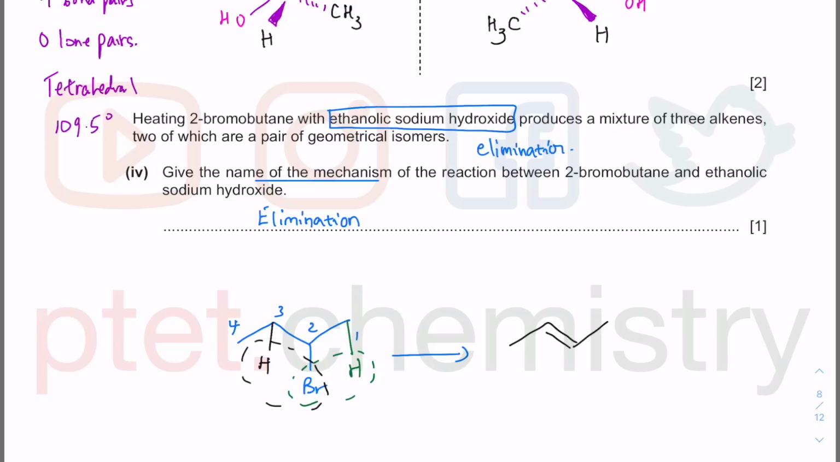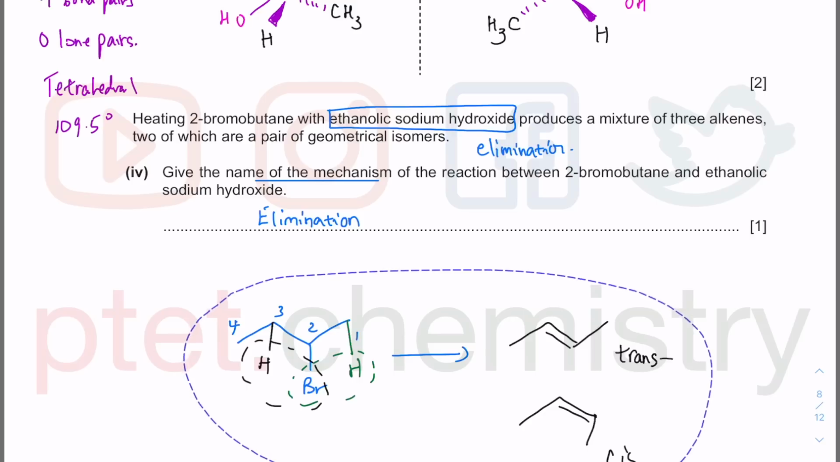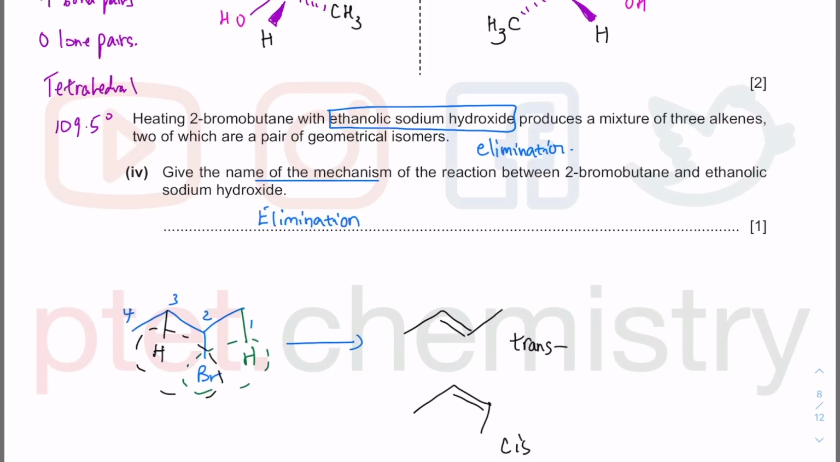If I remove from the black color hydrogens, my double bond will be between 2 and 3, and I can have cis and trans isomers. That is your trans isomer. That is your cis isomer, because they're on the same side, they're on the different side. You have geometric isomerism in the AS syllabus.